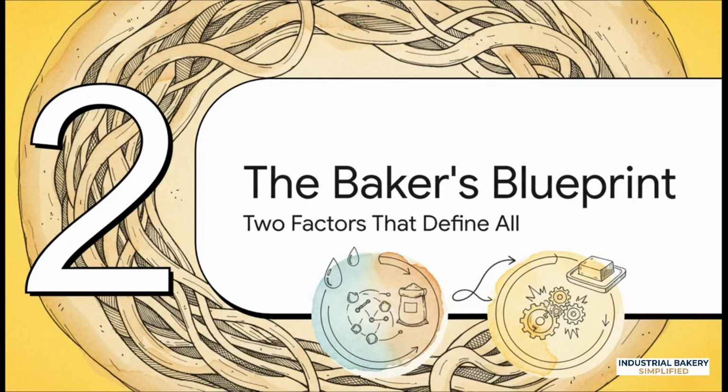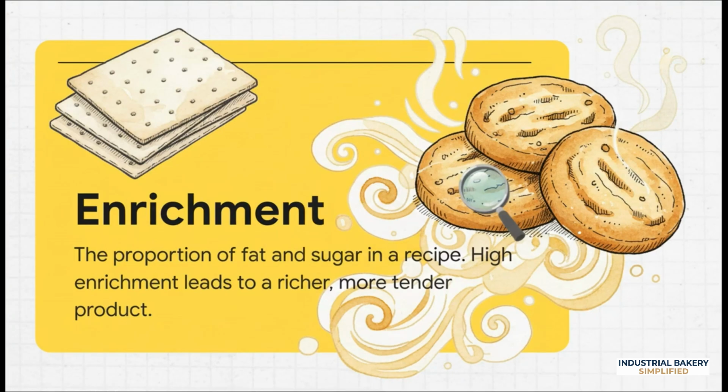And that is exactly why we need to just forget the names for a minute. Seriously, to really understand and classify all these products, we have to look at what's actually happening inside the dough. And it all boils down to the relationship between just two key things. First up, we've got something called enrichment. This is just a baker's way of talking about the amount of fat and sugar in a recipe.